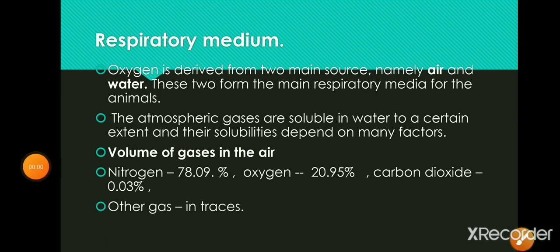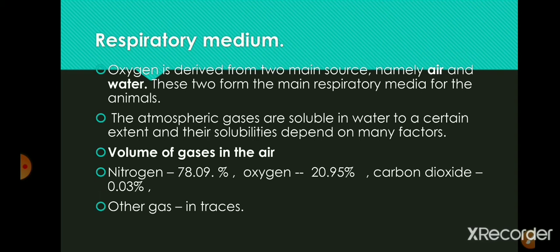The next point is respiratory medium. Animals inhale gases to get oxygen from the air and water. Terrestrial animals get oxygen from the air, and aquatic animals get oxygen from water bodies. So we can say that oxygen has two main sources, air and water.